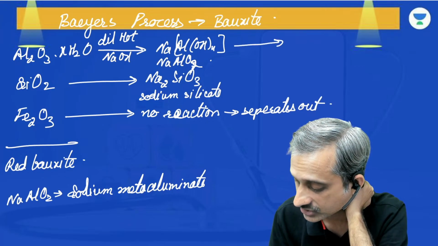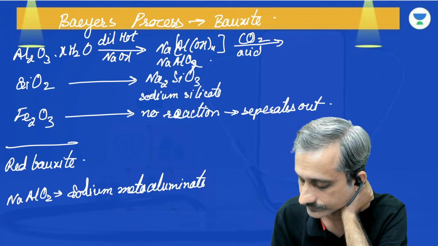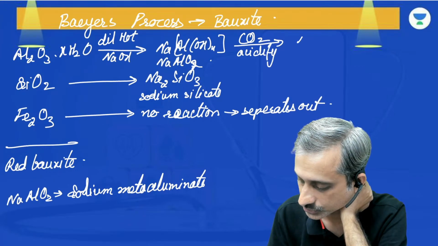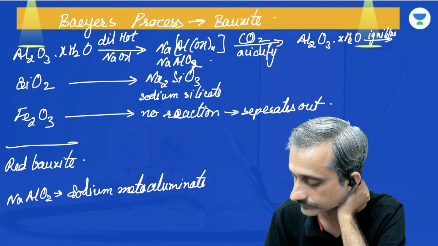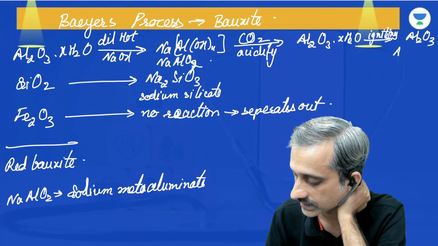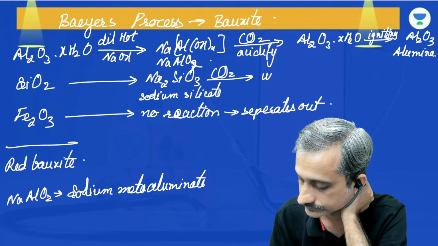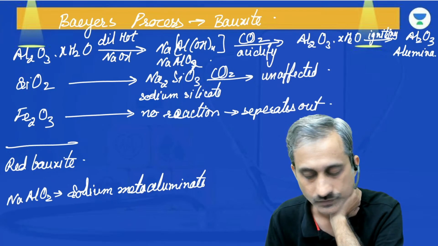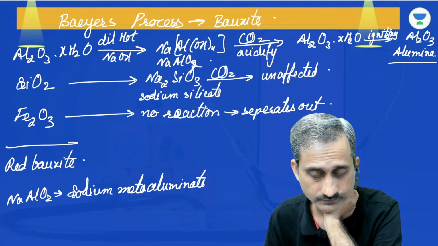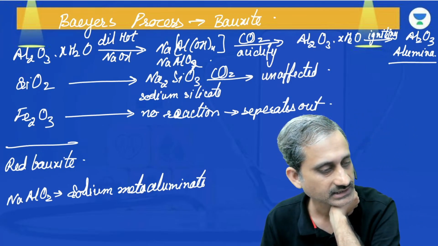Now, if I pass carbon dioxide through it, we acidify it. On passing carbon dioxide through it, Al2O3.XH2O precipitates out, which on igniting, that is heating strongly, gives Al2O3, which is called alumina. Silica is unaffected and does not precipitate out. So that is how we are able to get alumina. And this is what we have as Bayer's process. Anyone has to ask anything here?